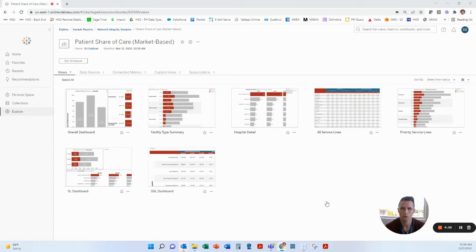Hello there. Just wanted to quickly run you through a market-based patient share of care sample that HSG, as we engage with a number of our clients, uses to understand the total spend for a patient population within a certain geography, and what our capture of that volume looks like from a revenue-based standpoint.